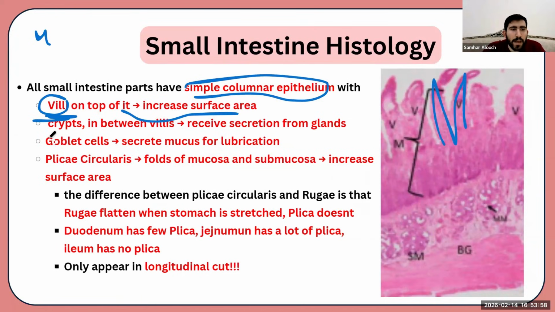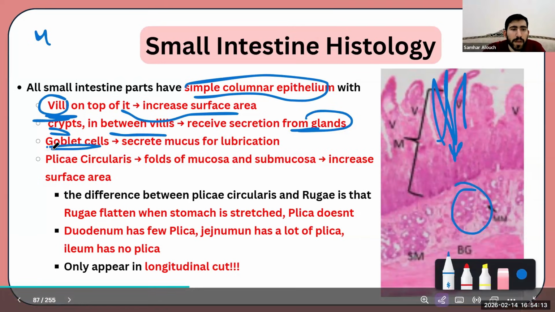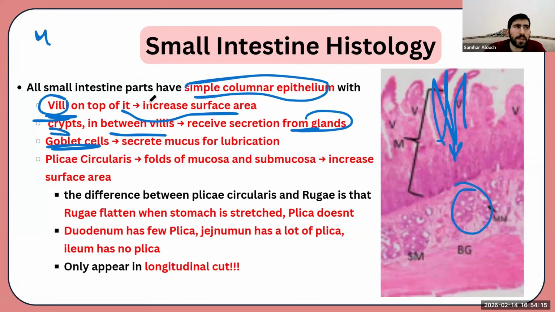First we have villi. Then we will have crypts. If you have villi, you will have crypts. The villi are the upper projection, then the crypt is the downward projection, okay? They are between the villi and they will receive the secretions from the submucosal gland. Then we have something called goblet cells. Goblet cells will secrete mucus, okay? It will just help with lubrication and so on.